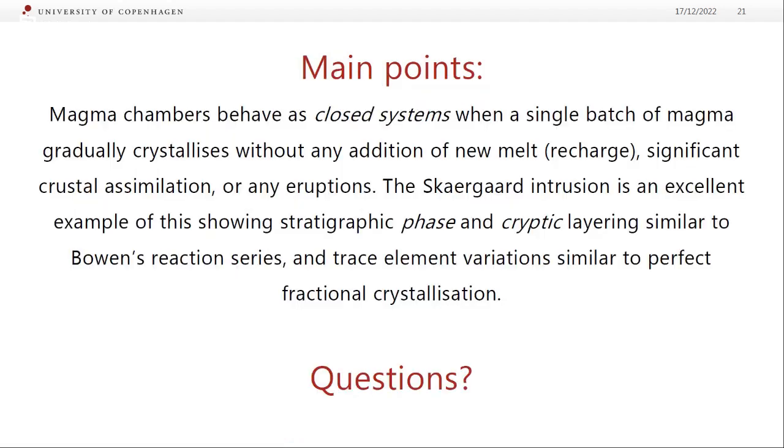All right. So magma chambers behave as closed systems when we just have a single batch of magma that's crystallizing without any addition of new melts, which is called recharge, any significant crustal assimilation or any eruptions. And Skaergaard intrusion is a very good example of this. It shows this stratigraphic phase and cryptic layering, which is basically following Bowen's reaction series, where we have a continuous change in our feldspars and discontinuous changes in the ferromagnesian minerals. The trace element variations are a pretty good match to perfect fractional crystallization.